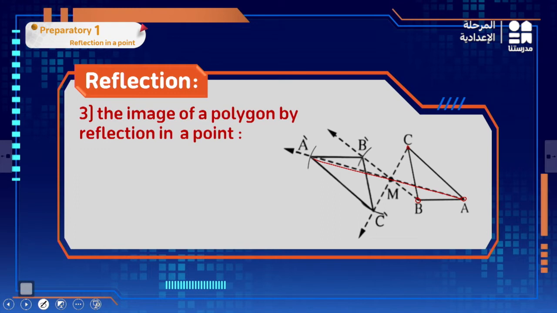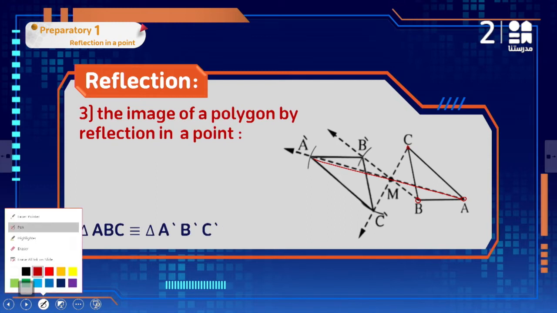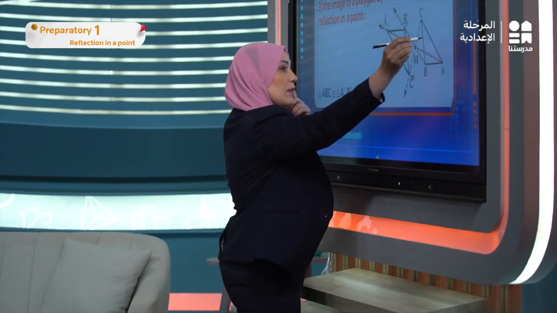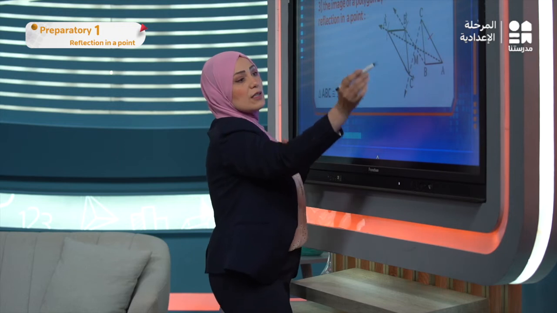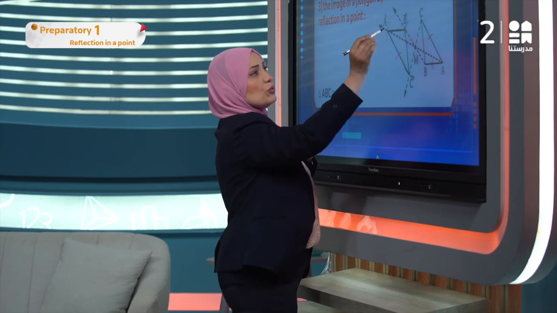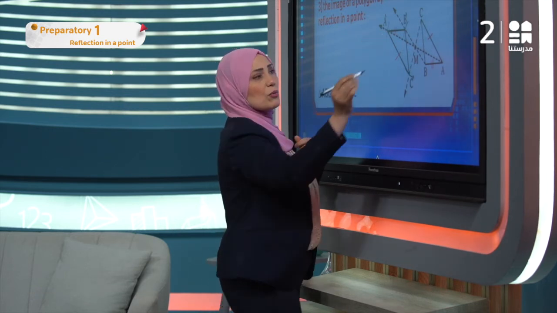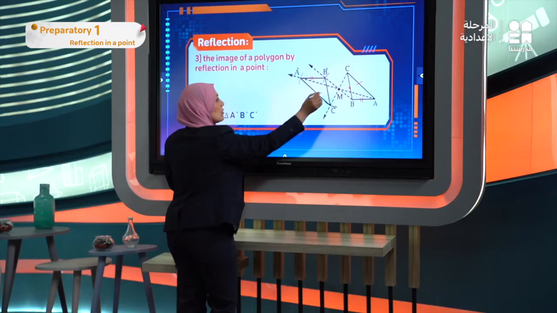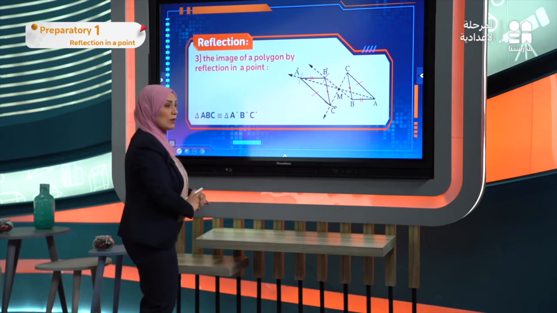We got the image of the first triangle, which is A dash, B dash, C dash, the image of triangle ABC. Here, triangle ABC is congruent to triangle A dash, B dash, C dash. What does it mean? We have the same sides. For example, AC is equal to A dash C dash, AB is equal to A dash B dash, and last one, BC is equal to B dash C dash. And also we have congruent angles.